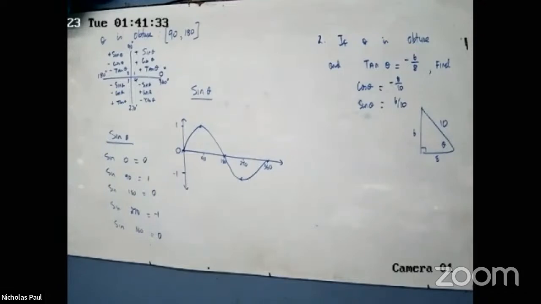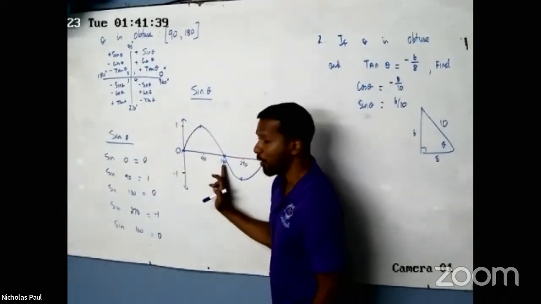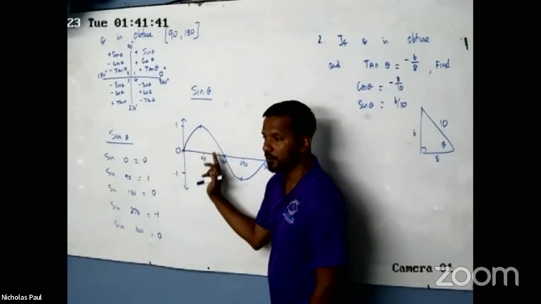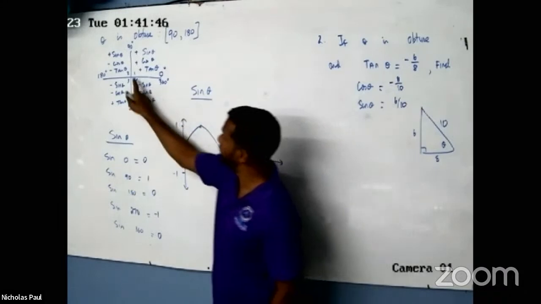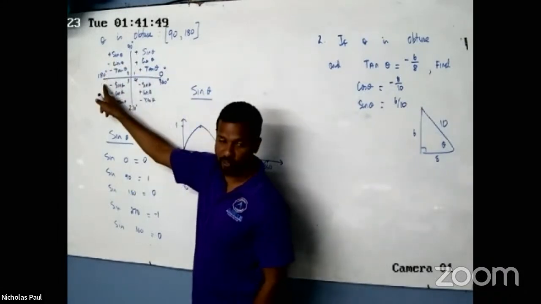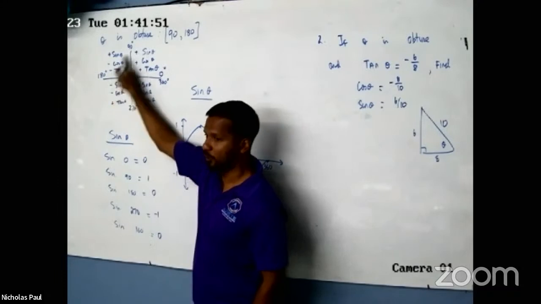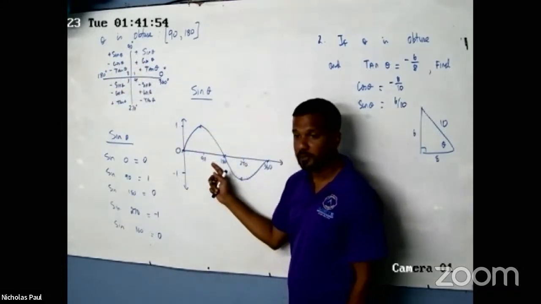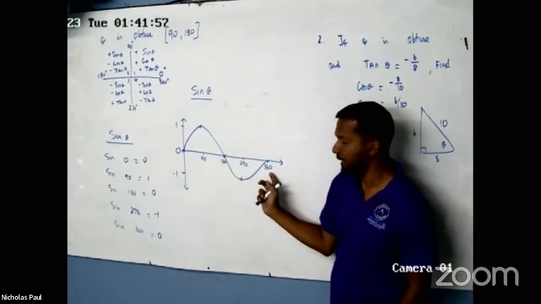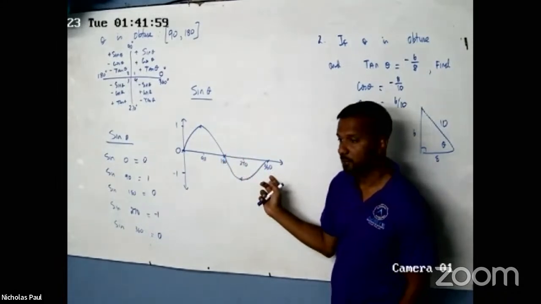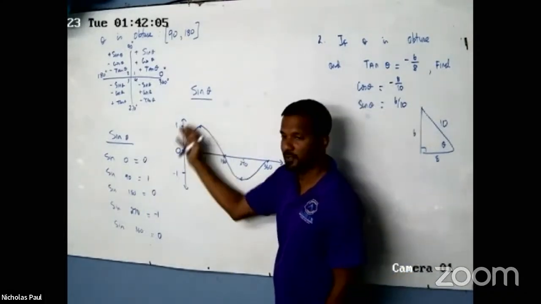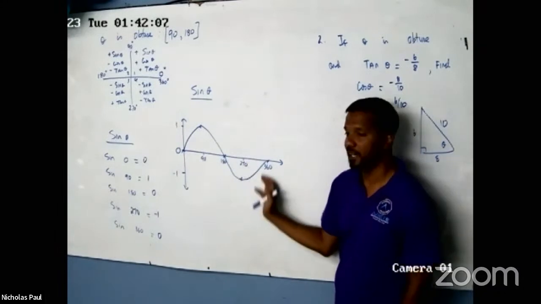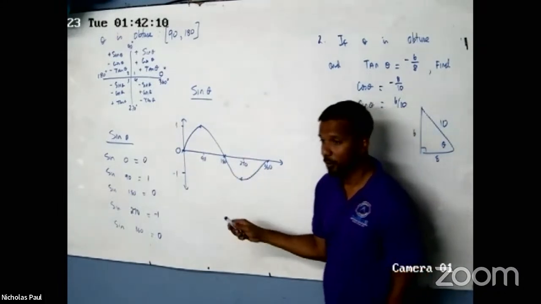So what do we learn here about the graph? What do we learn about sine theta between 0 and 180? All the values are what? Positive. All the values are positive. Sine is positive between 0 and 180, the same thing we saw here. And all the values between 180 and 360 are what? Negative. So all the sine values here are positive, and all the sine values here are negative. Are you okay with that?